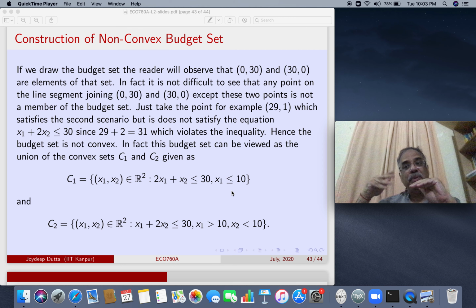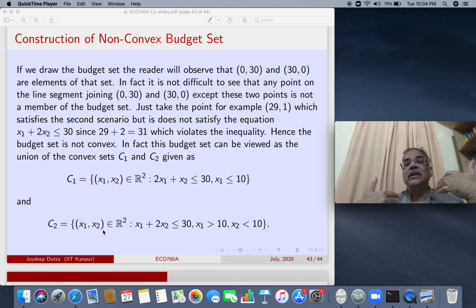But if I have x1 bigger than 10, then I have to buy x2 less than 10. Then if I do not want to buy x2, I can buy x1 any quantity between 10 and 30, because I'll put x2 as 0 here. So you will immediately understand that (0, 30) and (30, 0) are elements of the budget set. Now what happens? In reality, when a person comes in, he doesn't know from where he will buy the stuff, whether the bundle that he will buy, x1, x2, belongs to C1 or to C2. That he doesn't know.